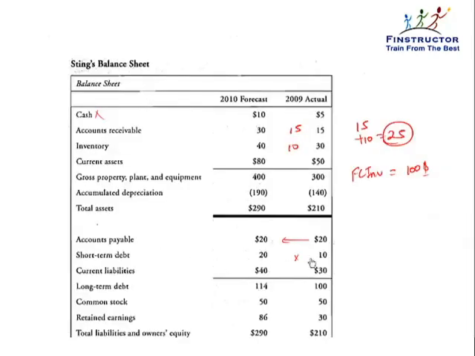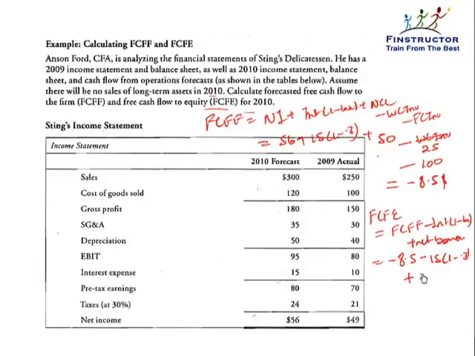So if you see the short-term debt, that has gone up by $10. The long-term debt has gone up by $14. So total increase in borrowings is $24. Plus $24 of net borrowings, which will give the free cash flow to equity as $5.